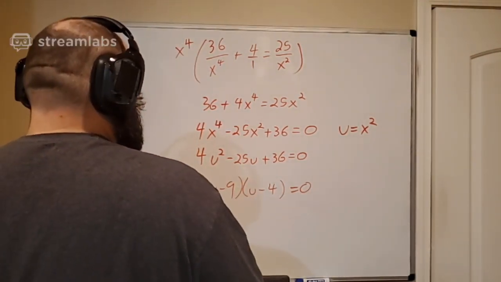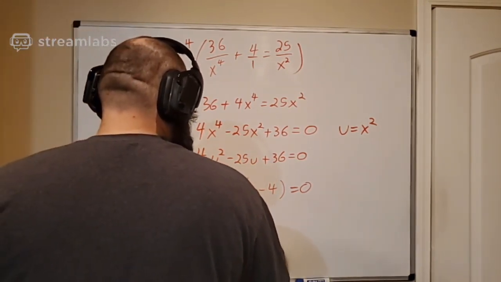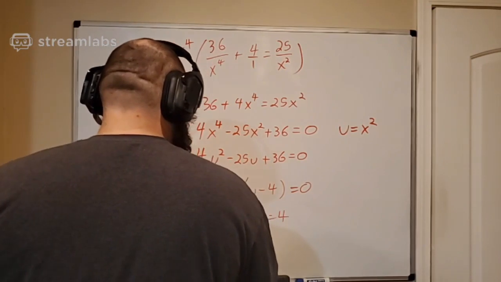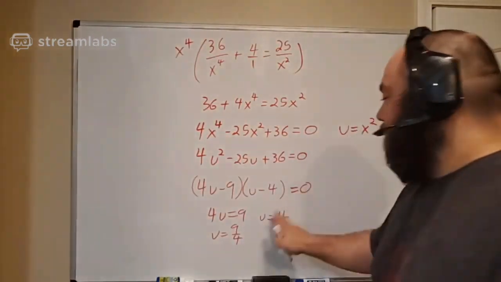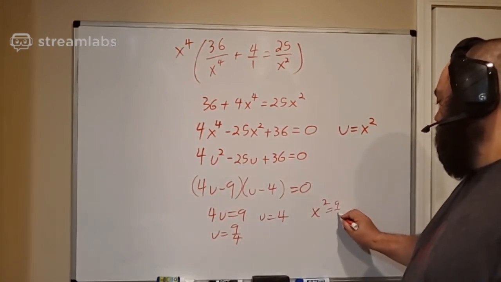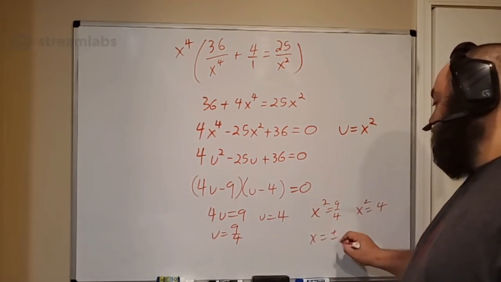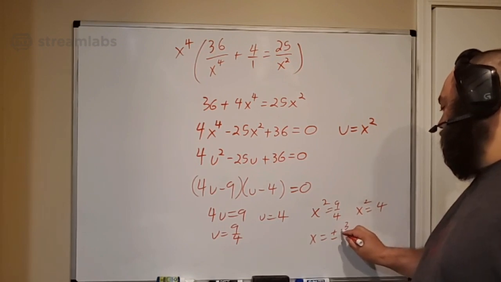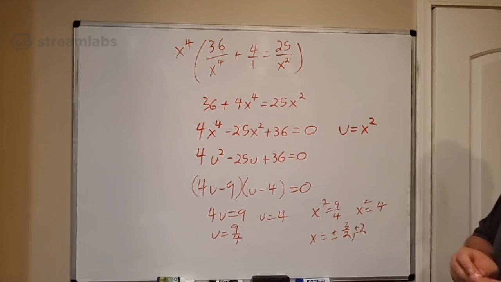So at that point, we just solve these. 4u equals 9, u equals 4, so u is 9/4 when u is 4. We do have to make our substitution back in, so you get x squared equals 9/4, and x squared equals 4. So x is equal to plus or minus, do not forget the plus or minus, 3/2 and plus or minus 2. Yay, we got it right.